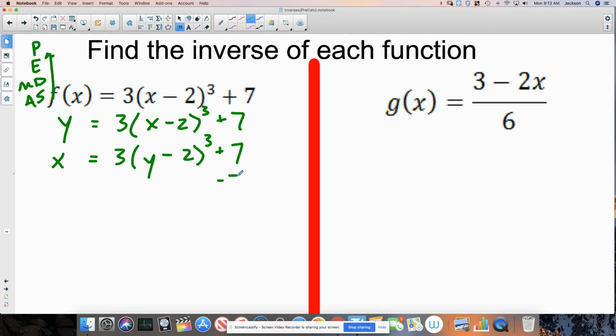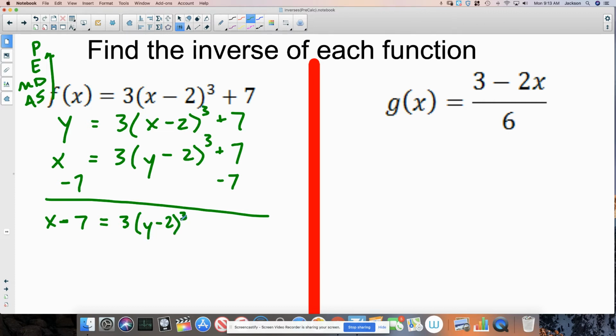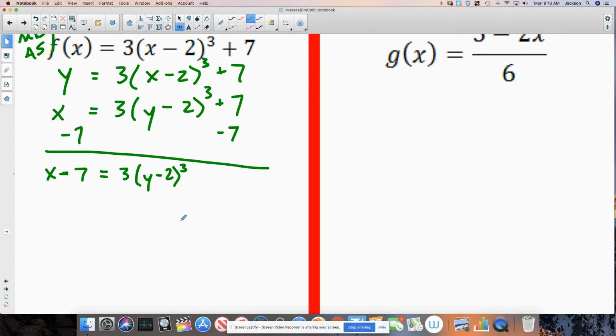So the first thing I'm going to do is subtract 7 from both sides. We have to be content with the idea that I can't actually subtract 7 from x. I just have to leave it. Now we have this product, 3 times y minus 2 cubed. We're not actually going to do this cubing. Remember, we're just looking to get rid of that exponent. But we can't get rid of the exponent until we get rid of the multiplication here. So we divide both sides by 3.